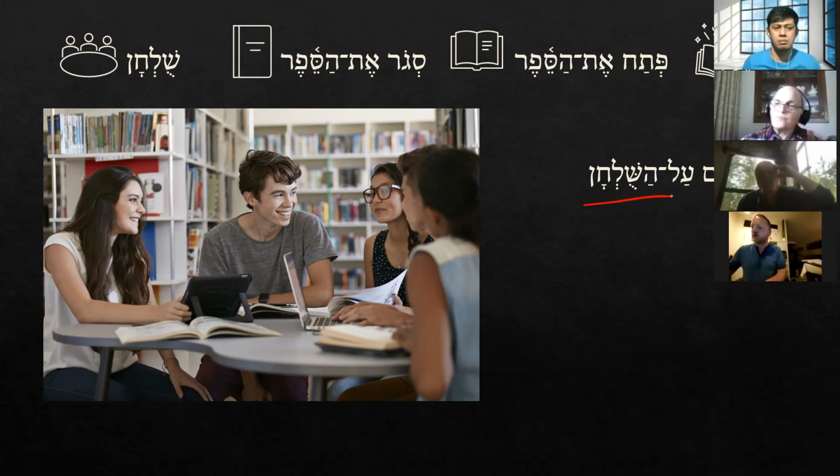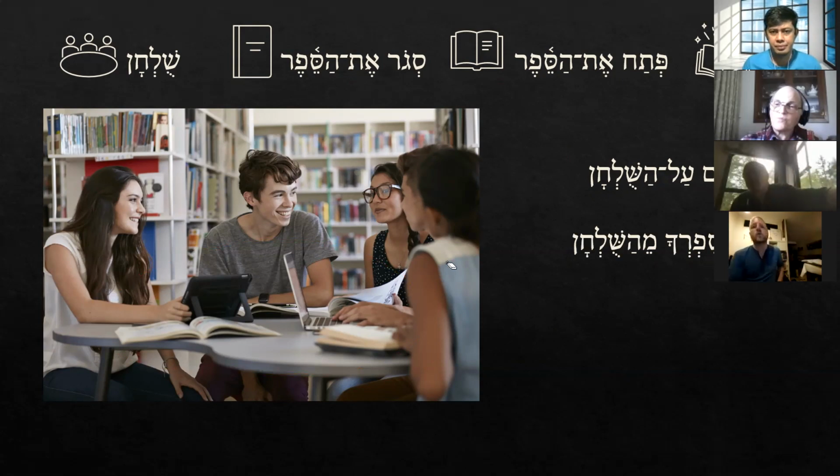So, yesh sfarim al HaShulchan. There are books on the table. You see the books there? There are books on the table. Okay. What does this say, Ward? Et sifrecha mi-al ha-shulchan. Oh, sifrecha. Mm-hmm. Et sifrecha.